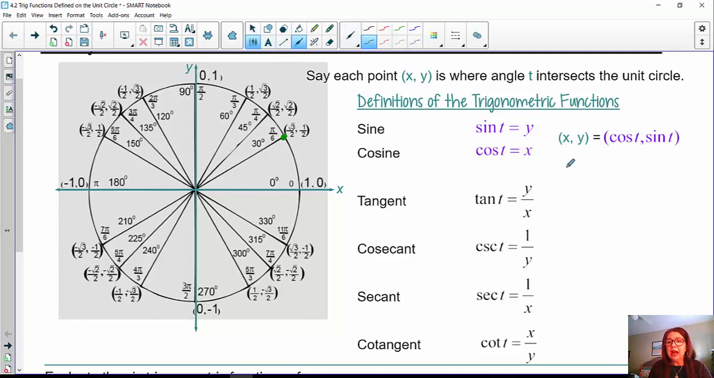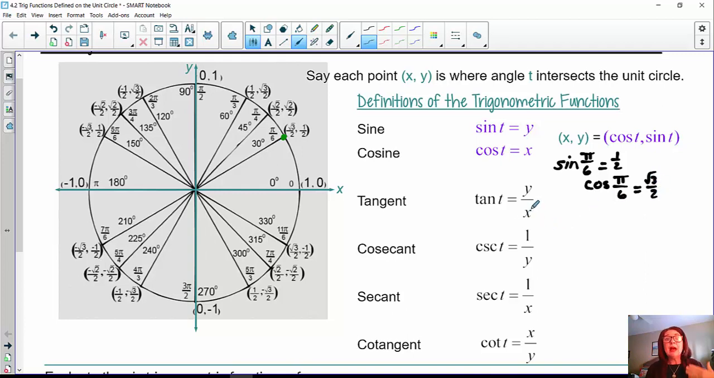So let's say we were asked, what is the sine of pi over 6? So you take the sine of an angle. So we have, here's pi over 6. The sine of that angle is the y part of the ordered pair where that angle intersects the unit circle. So the y part of that ordered pair is 1/2. Let's say we were asked, what is the cosine of pi over 6? So we go to that same location, pi over 6. The cosine is the x part of the ordered pair, so that would be square root of 3 over 2.